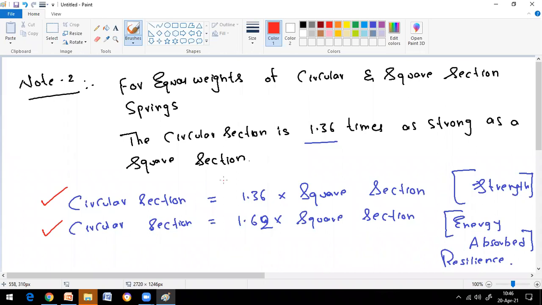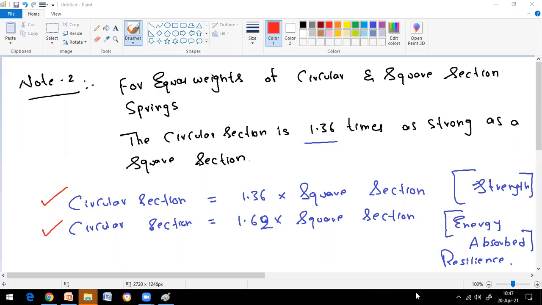How strong? 1.62 times of the square section in terms of energy, 1.36 times of the square section in terms of strength or in terms of strongness. Okay, so circular section is always better. Clear?